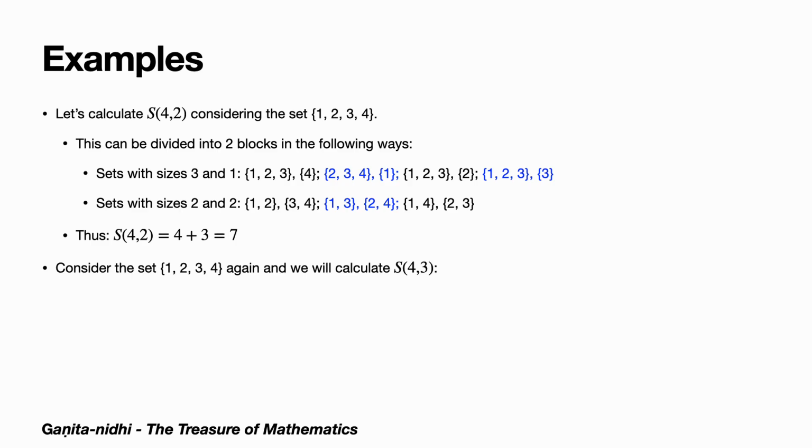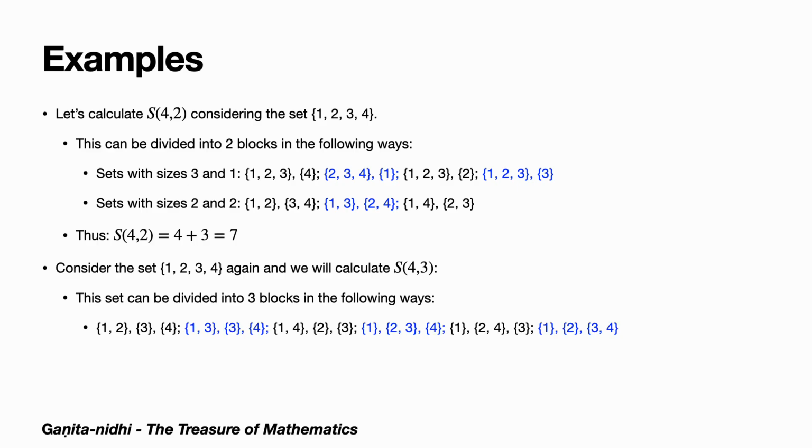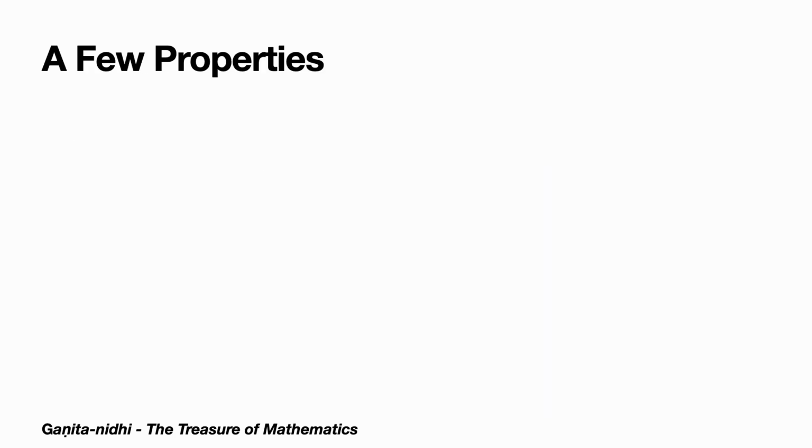Now consider another set 1, 2, 3, 4, and we will calculate 4 subset 3. This can again be divided into 3 blocks in the following ways, and thus 4 subset 3 would be 6.